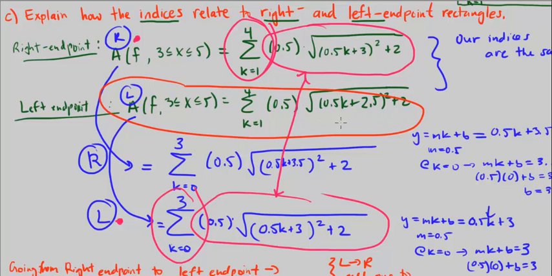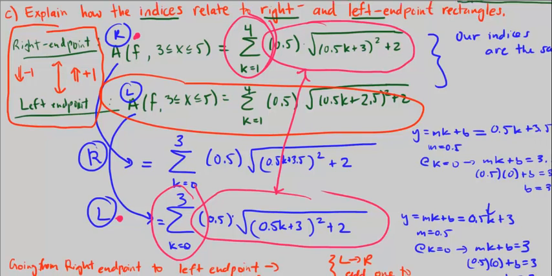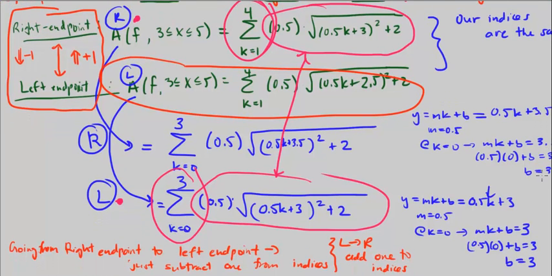Okay, so that's just the relationship between left endpoint and right endpoint summations using rectangles. You just change the indices and you can get from one to the other. So going from right to left, I want to subtract 1 from the indices, and going from left to right, I want to add 1 to the indices. Alright, so that ends for us CPM Precalculus Chapter 2, number 98.